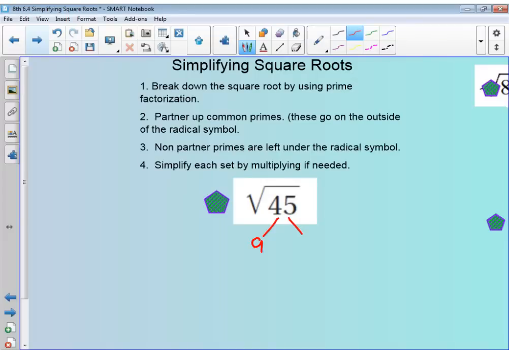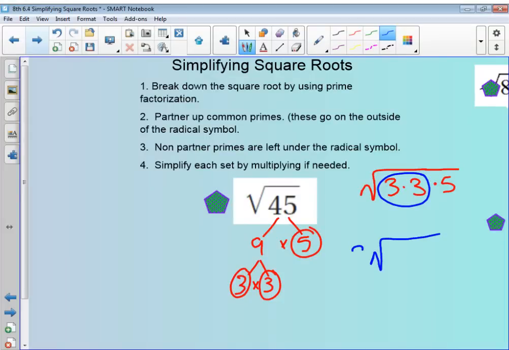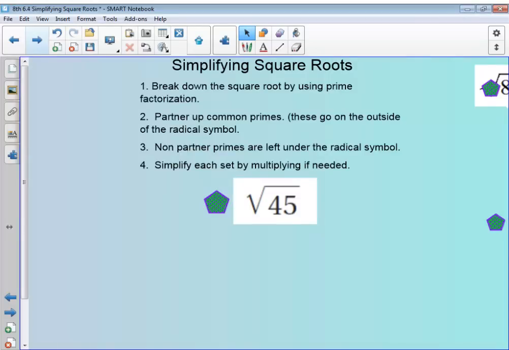So if I break it down, 9 times 5, 5 is a prime number. 9 breaks down to 3 times 3. Those are prime, so I'm done. So I'm going to write it out: 3 times 3 times 5. Okay, do I have any pairs? Yep, there's a pair of 3s. So where do they go? They go on the outside of the radical symbol. And then I just have a 5 left underneath, so we're finished. So the square root of 45 is 3 times the square root of 5. And we're just going to leave it as that. We're not going to break it down into its decimal number.